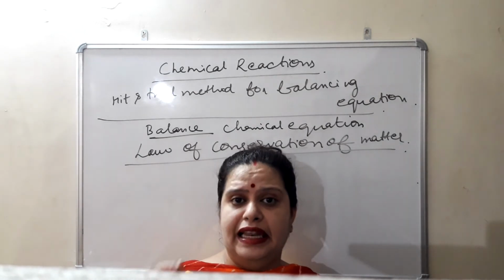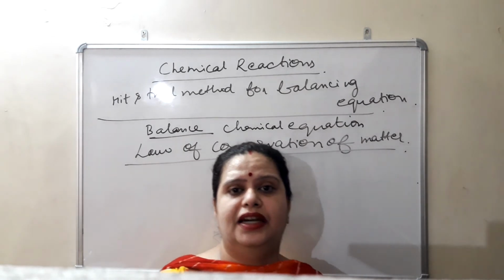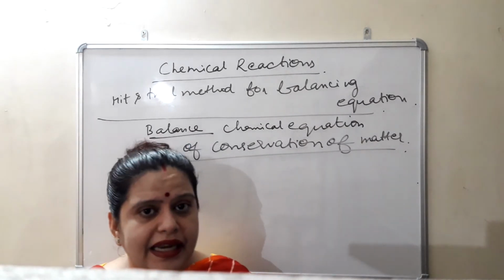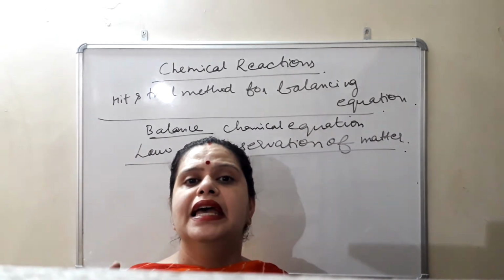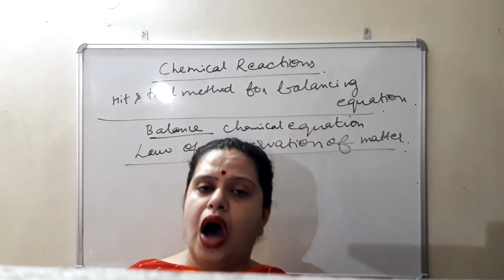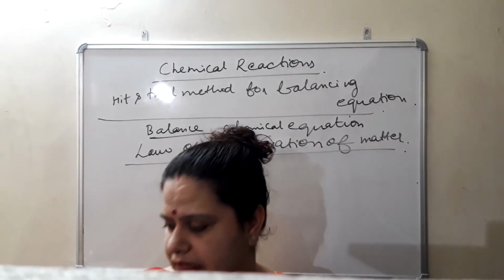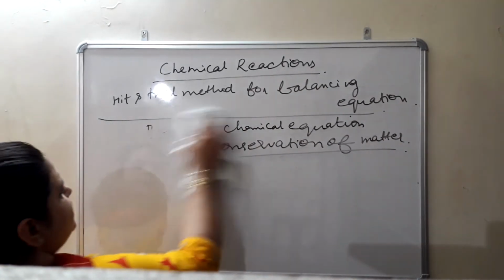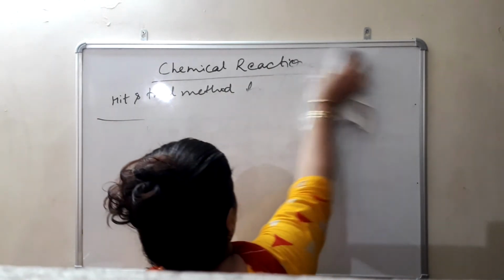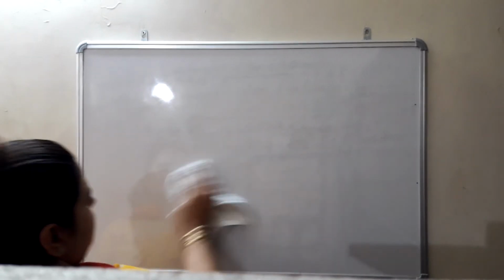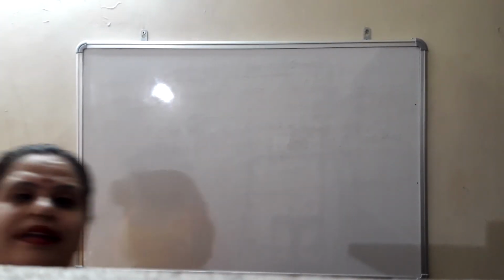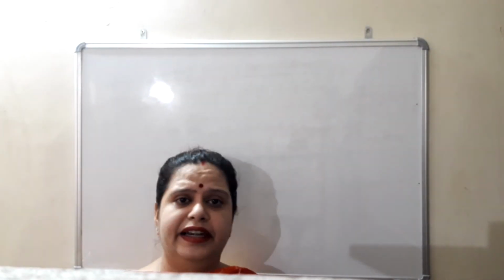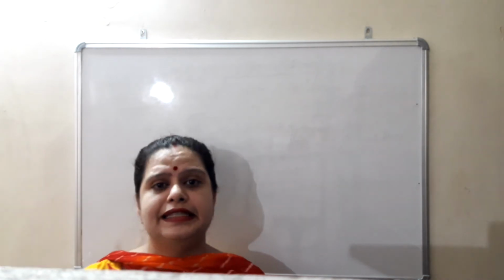And once again let me tell you one thing, partial method of balancing is not there in your syllabus. Only hit and try method of balancing is there in your syllabus. So how we have to do? Please see here. There are certain rules for balancing the chemical equations. First of all, we can increase the number but we cannot decrease the number, because partial method हम नहीं कर रहे. So we can increase the number.